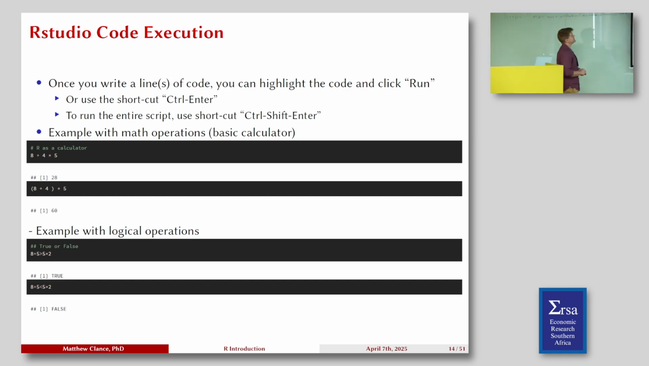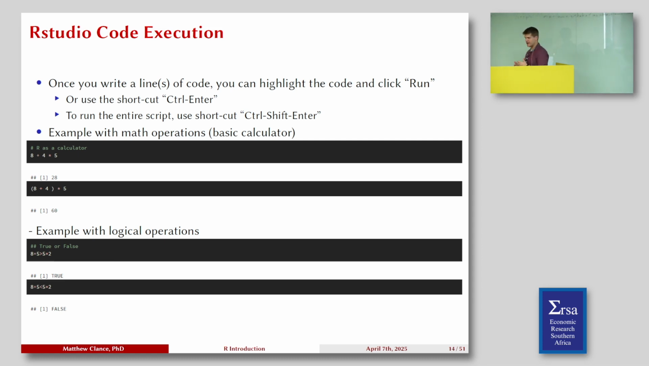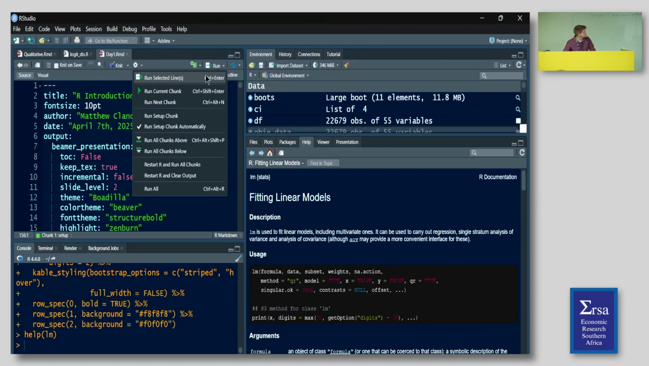So, code execution. Once we run a line of code, we can go through and just highlight and click run if we want to. In terms of that, the run is over there. And once we click on it, you're going to see that we can execute one line of code if it's highlighted, or multiple. So basically we can run selected lines.